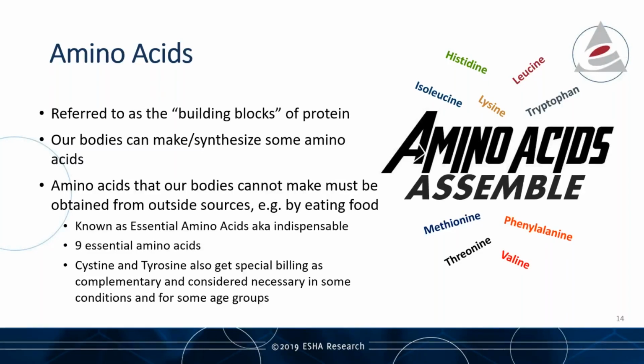And today we focus on 9 essential amino acids when we're talking about PDCAAS and protein sources. And you can see them listed here, and we'll see them again on the protein quality report in Genesis. Note here that cysteine and tyrosine also get honorable mention as they are considered necessary in some conditions and for some age groups.